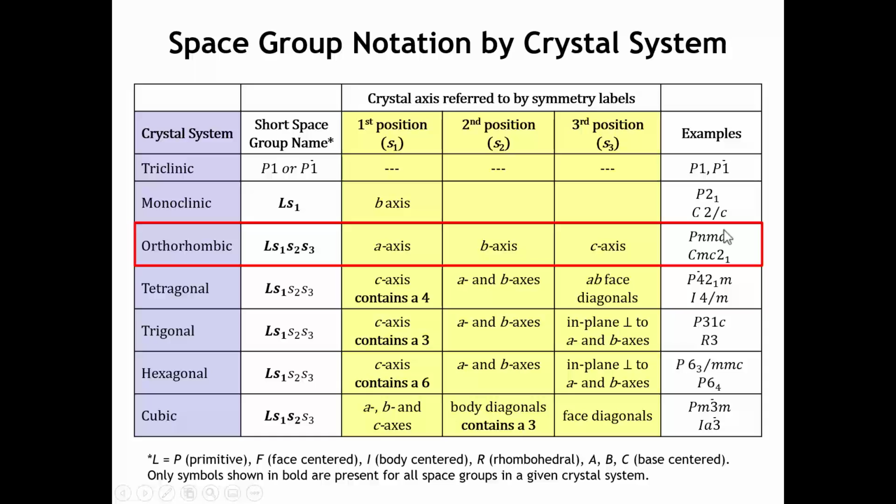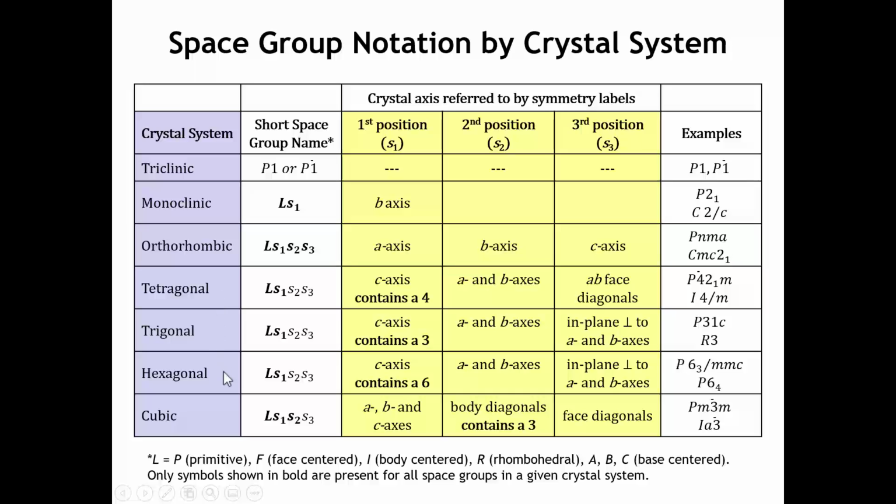And then the next 3 symbols tell us about the symmetry about the a, b, and c axes. Okay? And if it's a 2 or a 2 sub 1, it's telling us that that rotation axis is parallel to the a, b, or c direction. And if it's some kind of mirror or glide, it tells us that that plane is perpendicular to this direction. So Pnma tells us that we have a primitive orthorhombic space group with an n glide perpendicular to a, an m mirror perpendicular to b, and an a glide perpendicular to c.